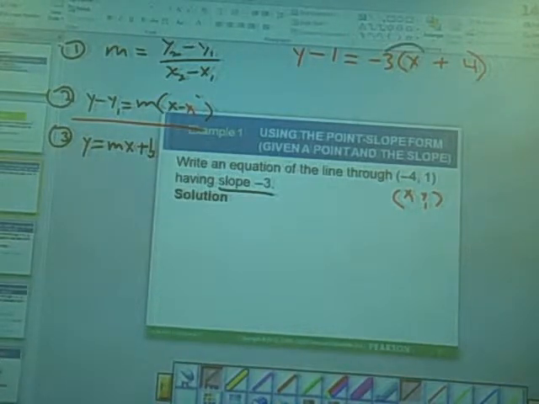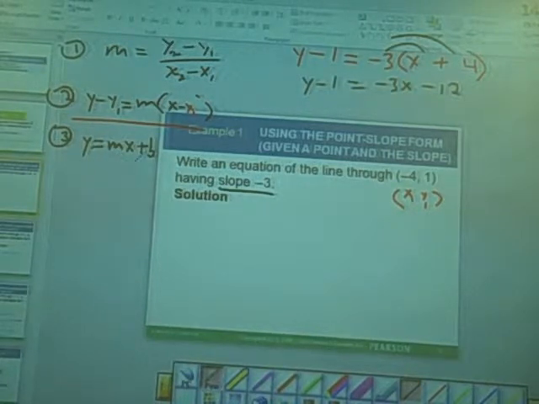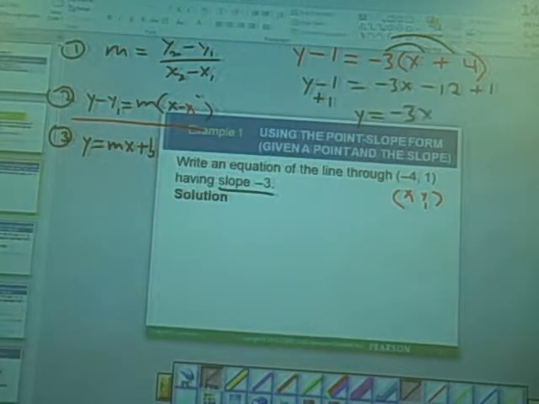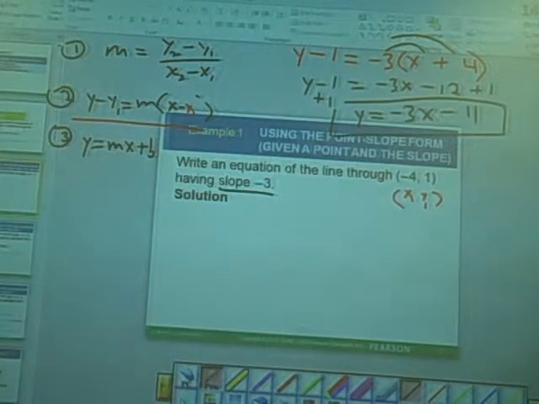And now we just distribute the -3. And we get y minus 1 equals -3x minus 12. And now we want to put it in the slope-intercept form, so we have to solve for y here. And so we apply plus 1, and we get y equals -3x minus 11. And that's our answer. You've written the equation given that point, -4, 1, and that slope, -3. Okay? Questions with that?